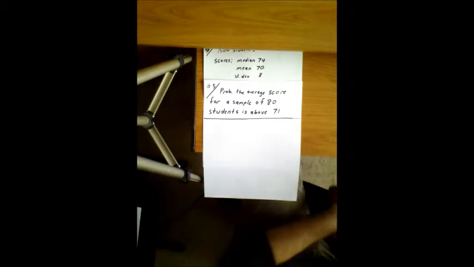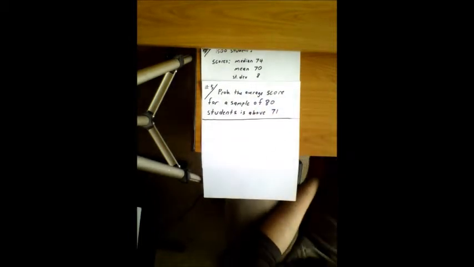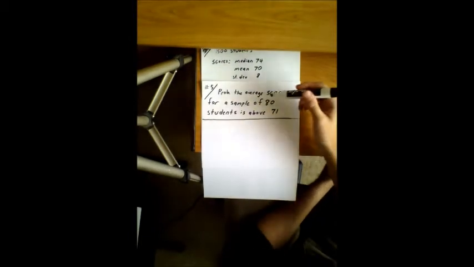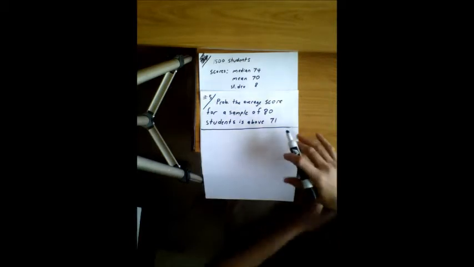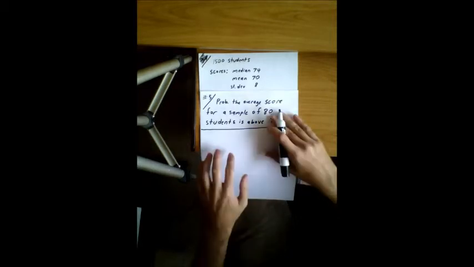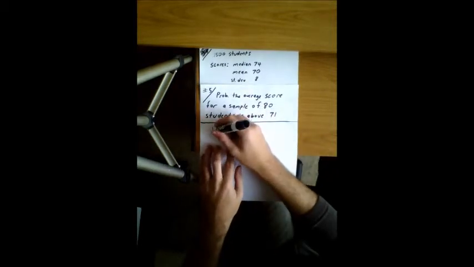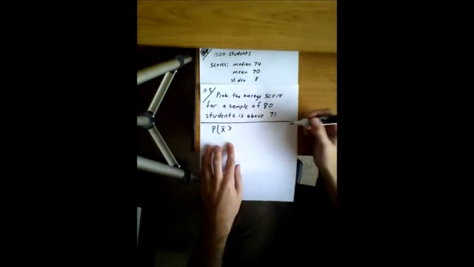So we have sort of a similar situation. We have these 1,500 students with this mean, median, and mode. We're told that this is a normal distribution, so we can go ahead and proceed from there. We want to know the probability of taking a sample of 80 students, 80 of these 1,500 students, and seeing the probability that that average is above 71. So this is slightly different.